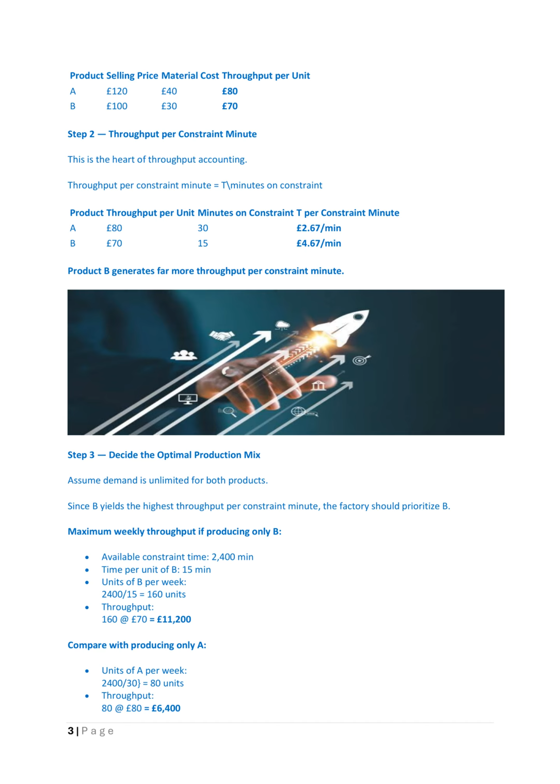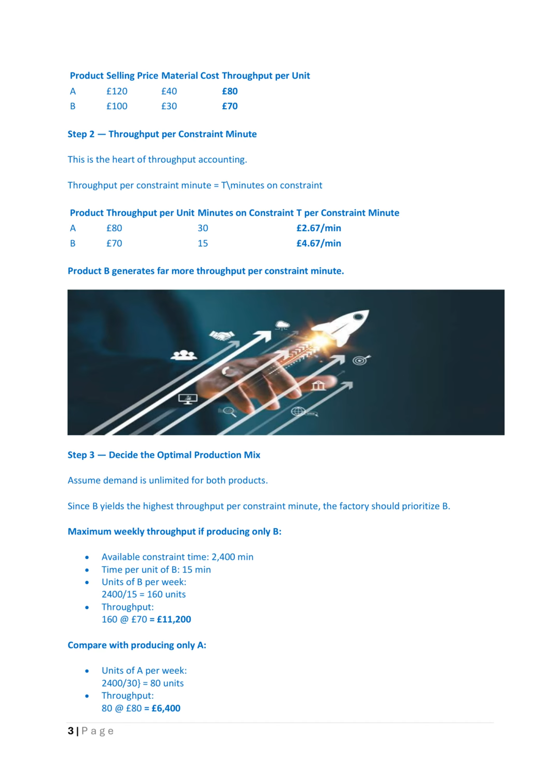Next, we find throughput per constraint minute, which is the throughput divided by the time each product spends on the constraint. Product A takes 30 minutes on the constraint and generates £80 throughput, resulting in about £2.67 per minute. Product B takes only 15 minutes and generates £70 throughput, which is around £4.67 per minute, meaning product B is more efficient in terms of throughput per constraint minute. Assuming unlimited demand, the factory should focus on producing product B because it maximizes throughput.